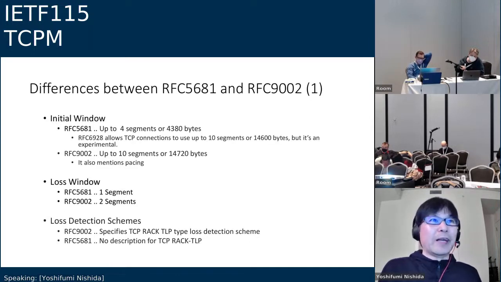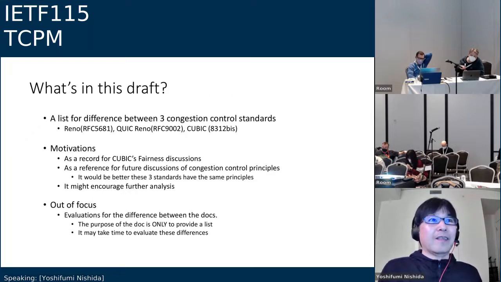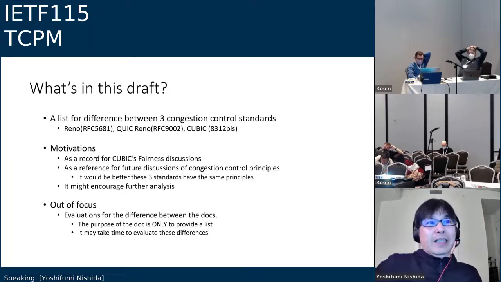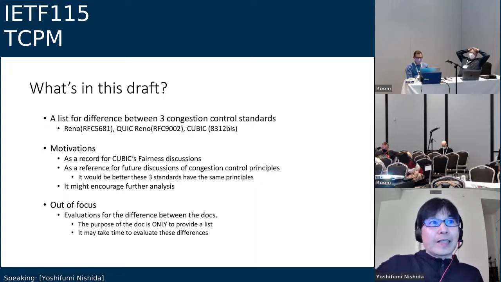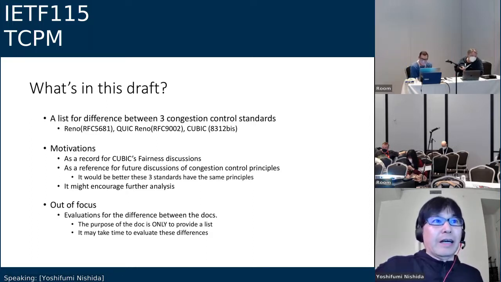Oh, please go back to the previous slide. Then another motivation for me is that it can be a useful reference for future discussion of congestion control principles. Right now there are some differences between these three standards, but it might be better if these three standards had the same congestion control principles. And if we move in that direction, this kind of document may be a good starting point for the discussion. The third motivation for me is that having this kind of document may encourage further analysis, because some differences in the draft may require some more large-scale experiments or something like that.